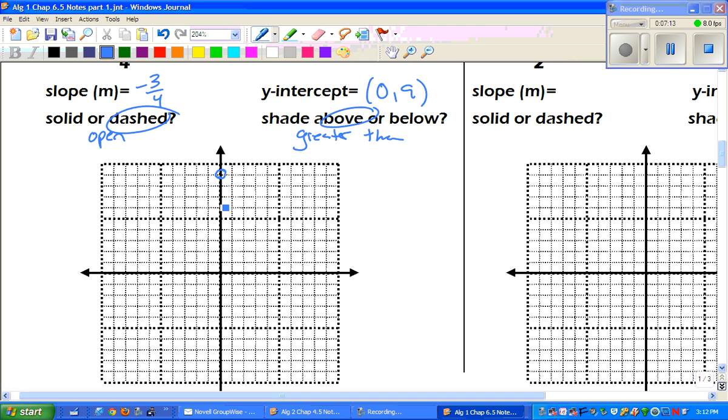And then we go down 3 over 4. Down 3 over 4. Okay? And since this is dashed, you have to make sure to make dashed lines. And then we shade everything above. Okay.